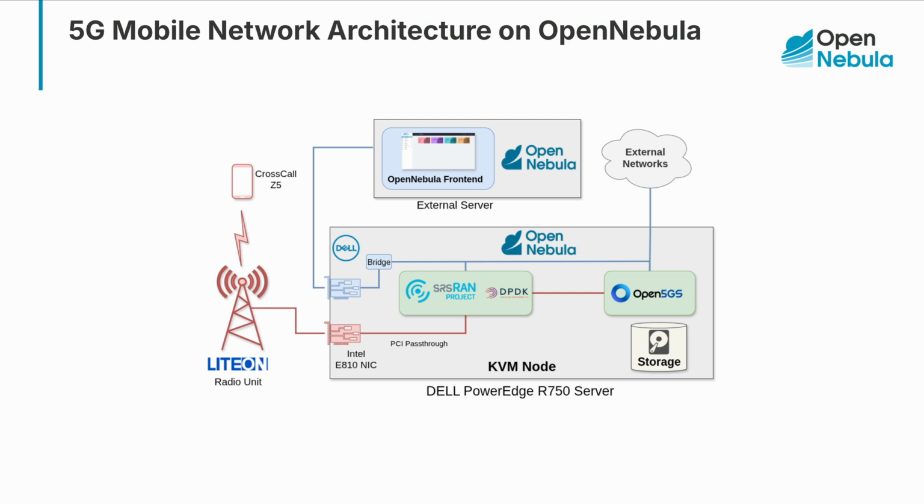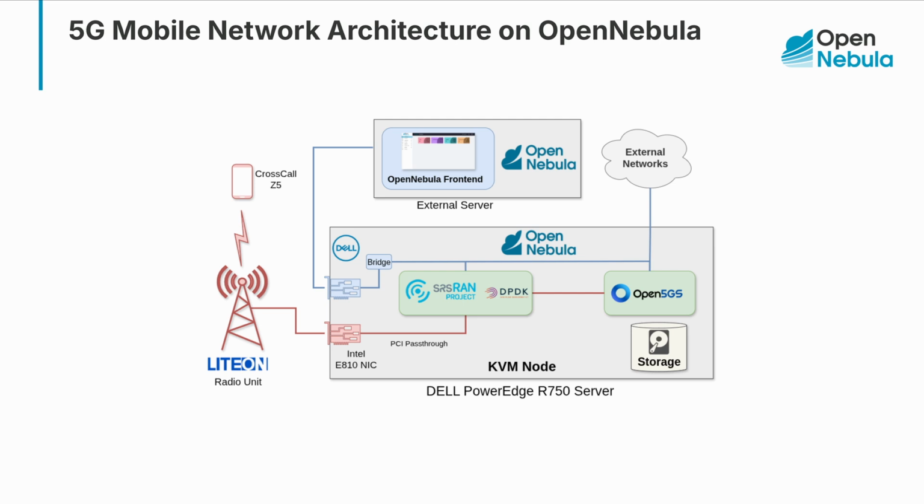Next, we address the critical link between our virtualized RAN and the physical radio hardware. The SRS RAN virtual machine connects to a specialized Intel network interface card using PCI pass-through. This advanced technique gives the VM direct hardware access, bypassing the hypervisor to achieve the ultra-low latency needed for real-time radio processing. This network card is then cabled directly to the radio unit, which communicates wirelessly with the end-user device, represented with a 5G smartphone.